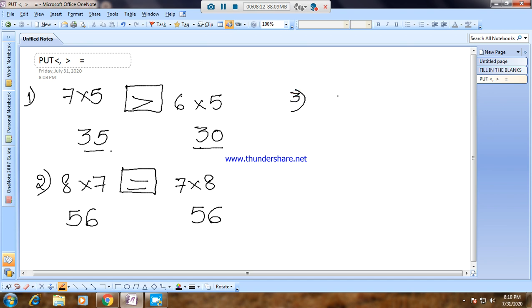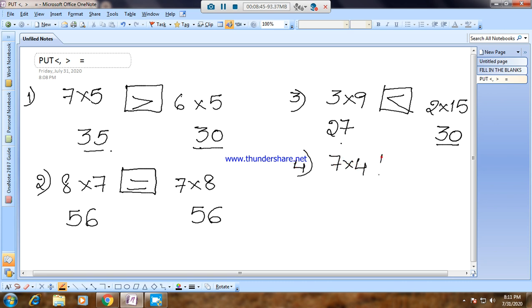Now third question. 3 9s are box 2 15s are. 3 9s are, 3 1s are 3, 3 2s are 6, 3 3s are 9, 3 4s are 12, 3 5s are 15, 3 6s are 18, 3 7s are 21, 3 8s are 24, 3 9s are 27. So 15 2s are 15 1s are 15, 15 2s are 30. Now 30 is big when compared to 27. So that is the reason we will keep less than.